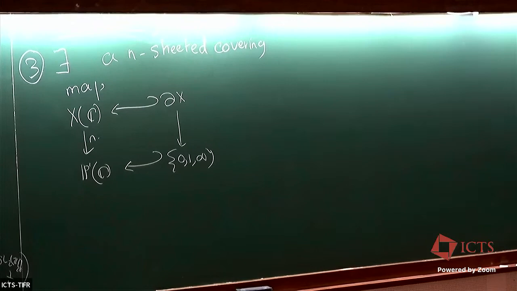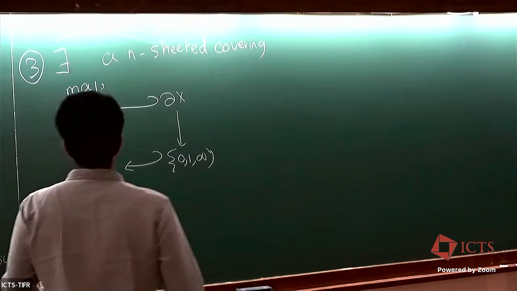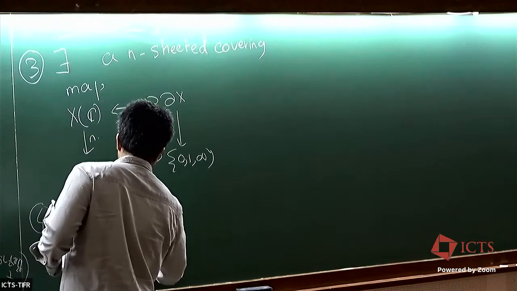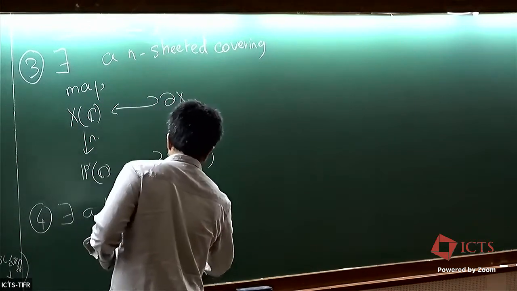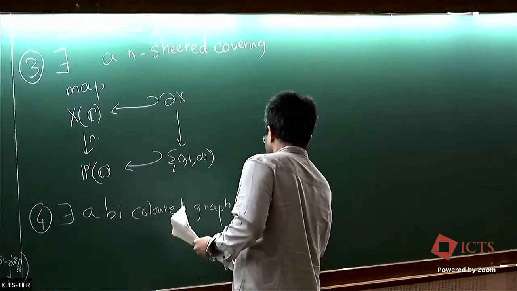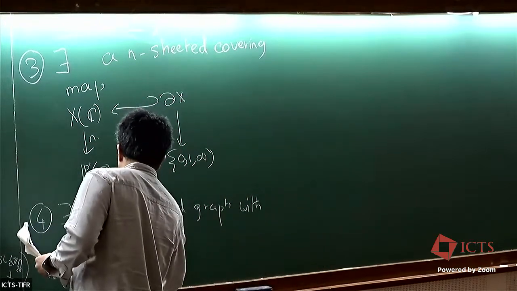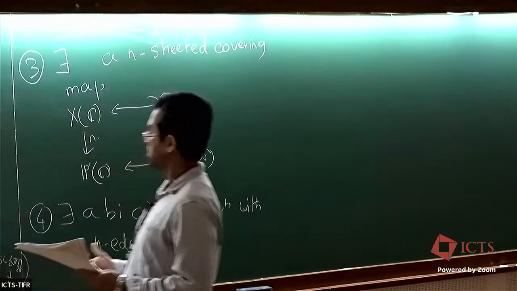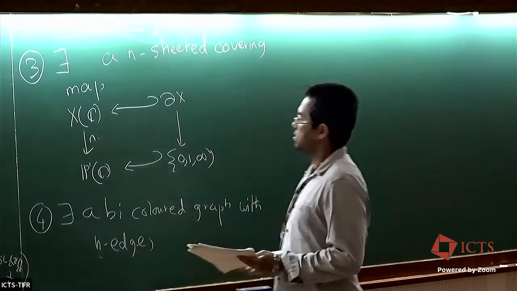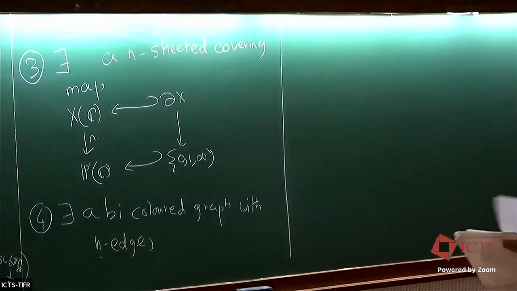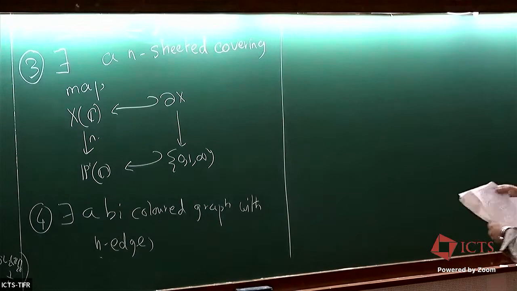H is our usual upper half plane. And there exists a bicolored graph with n edges. This n is the same as this n that we started with. Okay, so with that, so design.